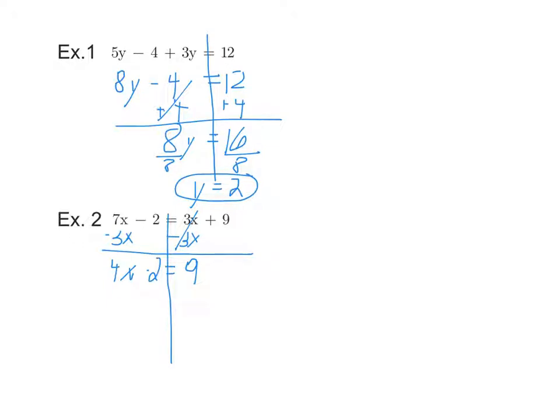Now, this equation should look really similar to work that you've already done. I'm going to next add 2 to both sides. And to finish it, I'll divide both sides by 4. So x equals 11/4.